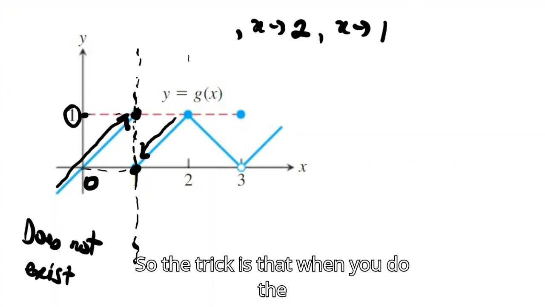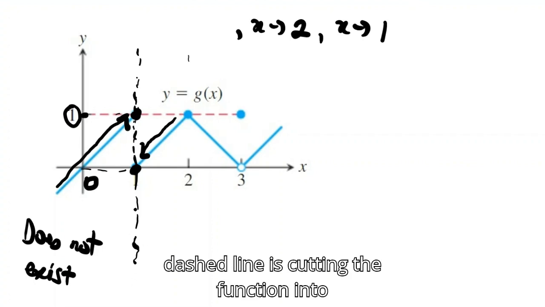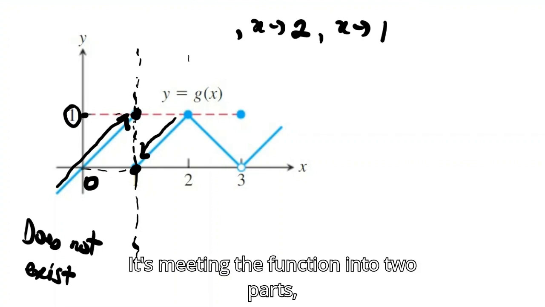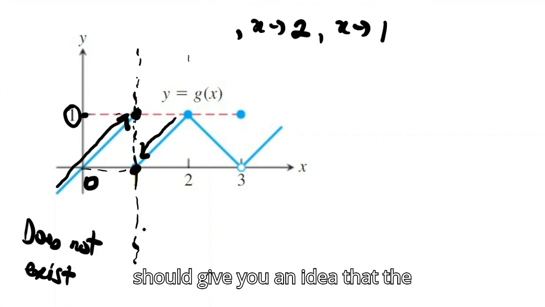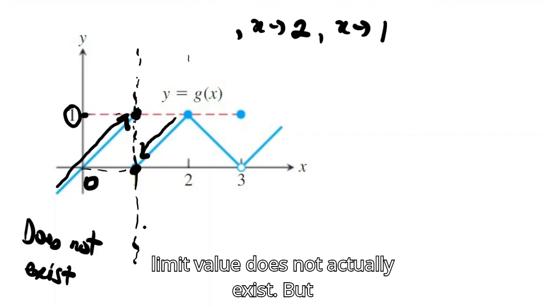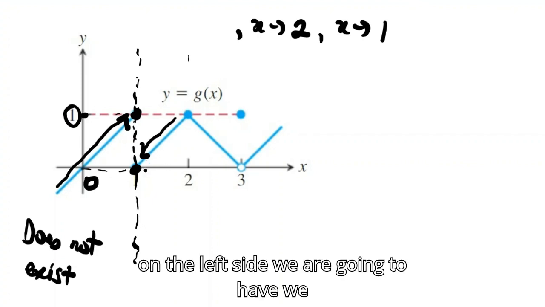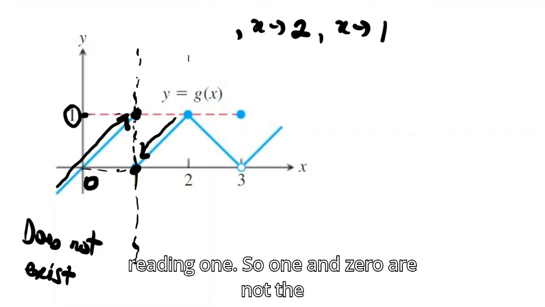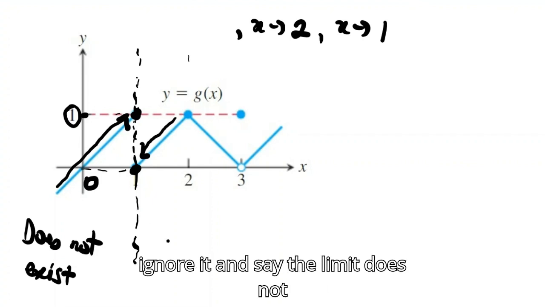So the trick is that when you draw the dashed line first and you see that it is cutting the function at 2 points, that should give you an idea that the limit value does not actually exist, but you have to show that on either side. On the left side, we are reading 0. On the right side, we are reading 1. So 1 and 0 are not the same. Since they are not the same destination, we say the limit does not exist.